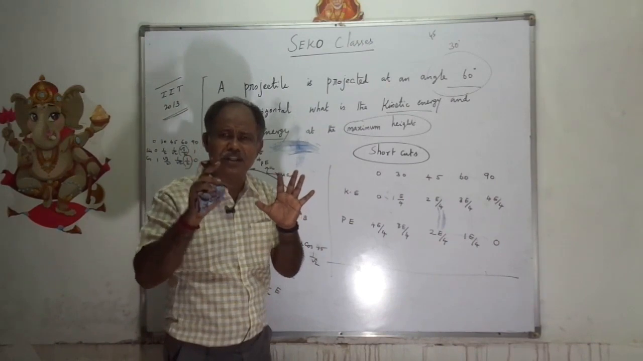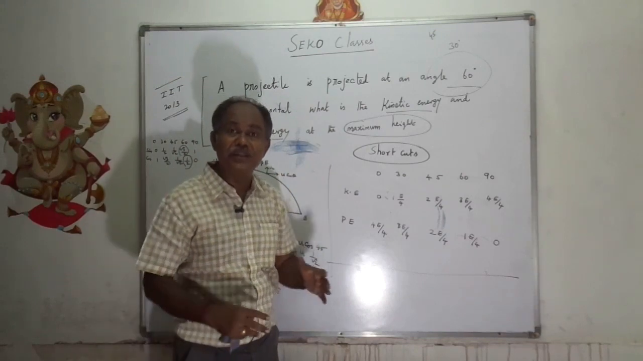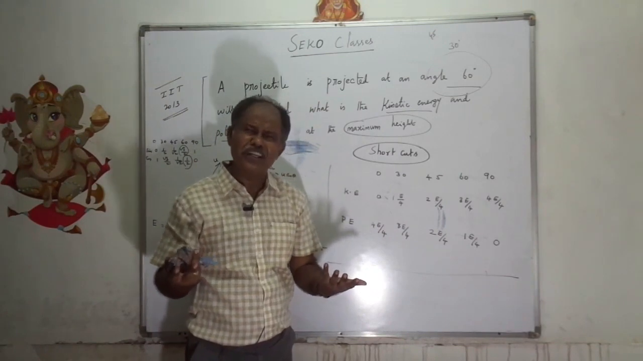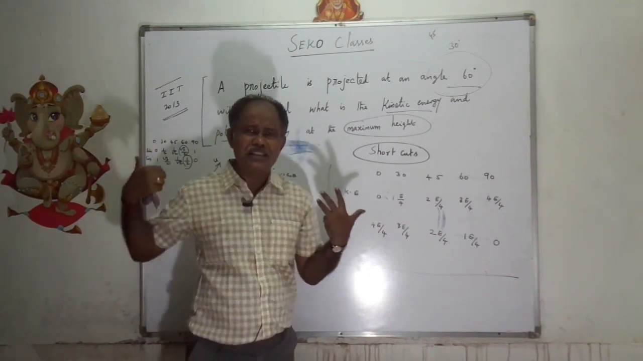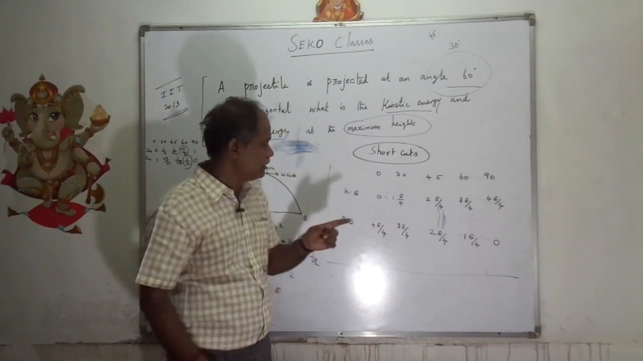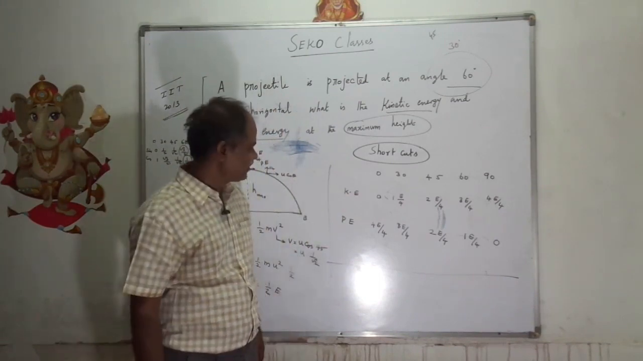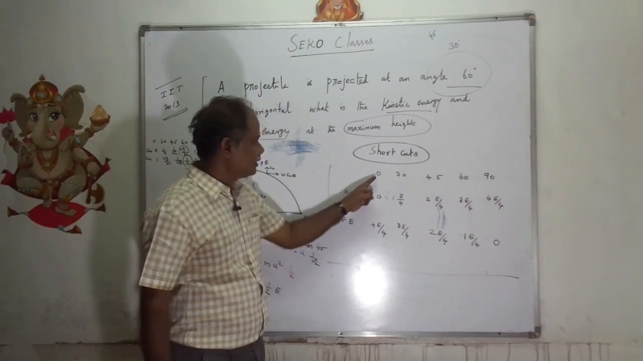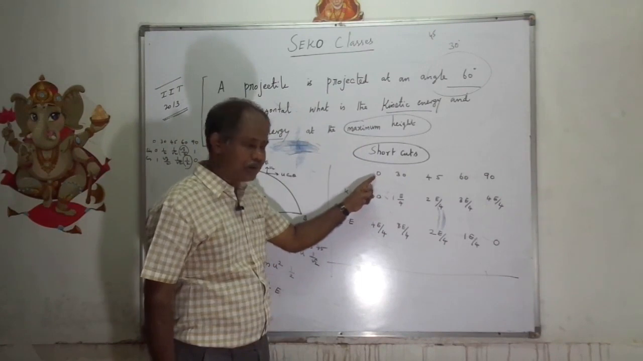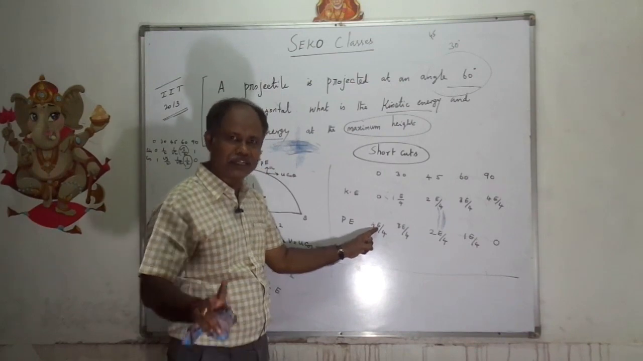Whatever may be the technique, whatever question is asked in this particular problem, we can solve it easily without knowing the basic concepts, derivations, and the formula for the maximum height. You don't need to know the formula for the initial energy. Without knowing the basic concepts, we can get the correct answer easily. For example, at angle of projection 0, kinetic energy is 0 and potential energy is 4 E by 4, that is maximum, that is E.